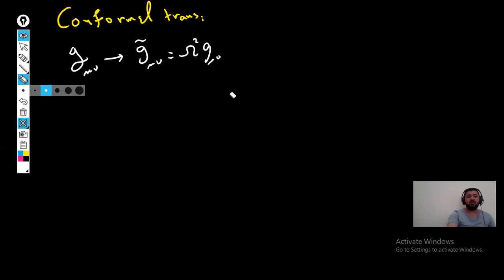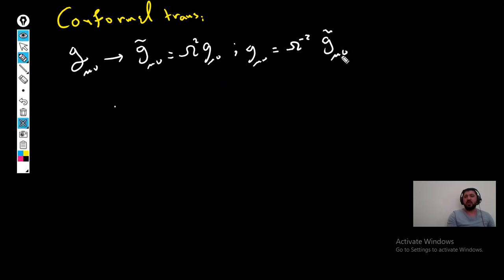Of course, when you apply a transformation on the metric tensor, everything else will be changed. For example, if I convert g mu nu to g tilde mu nu, then as a result g mu nu equals omega to the minus two g tilde mu nu. We need this because the action, for example, contains g mu nu, so I need to replace g mu nu by g tilde mu nu, which is omega minus two g mu nu.